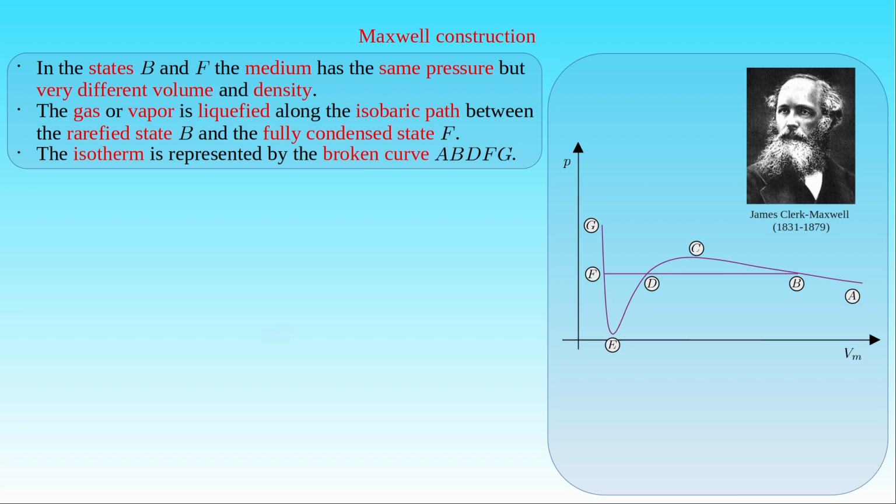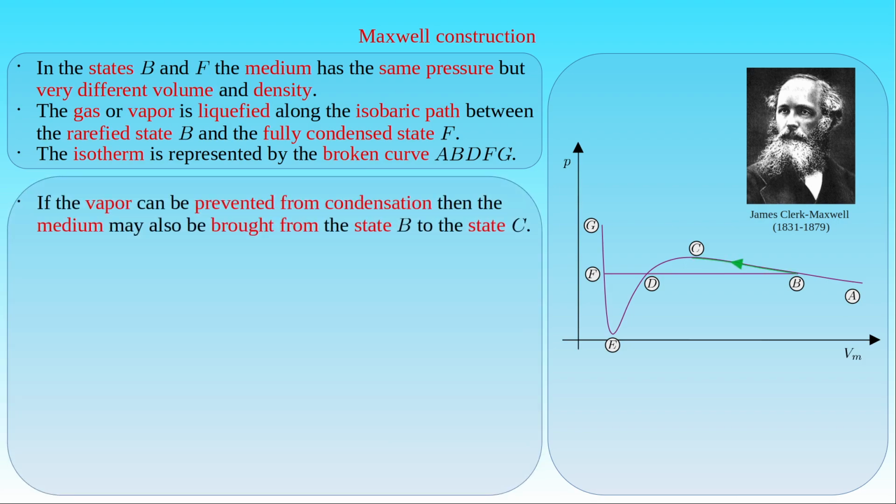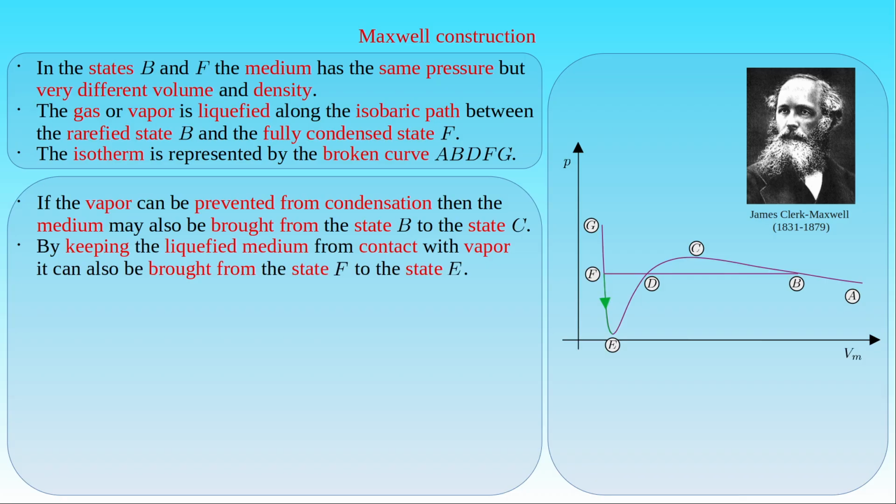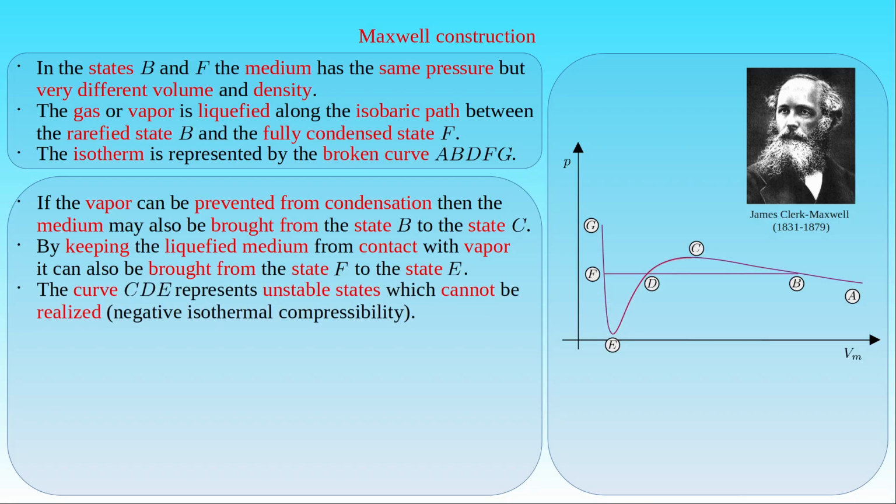If one is able to prevent the saturated vapor from condensation, the medium can also be brought from the state B to the state C along the green curve. Similarly, by carefully keeping the liquefied medium from contact with vapor and preserving it in the liquid condition, the medium may also be brought from the state F to the state E along the green curve. However, the red curve C, D, and E represents unstable states where the isothermal compressibility of the substance is negative. These states cannot therefore be realized, and as Maxwell put it, this curve must be handled only as a hypothetical path in the pressure versus volume diagram representing the physical states of the medium.